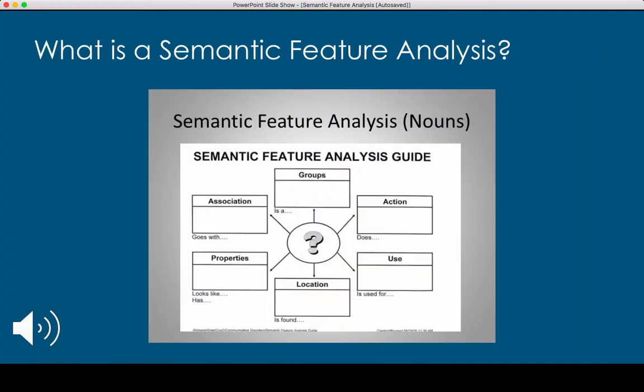A semantic feature analysis uses a grid or chart to help students notice connections between the material. By utilizing this grid, students are able to make connections and master the important concepts of the lesson. Semantic feature analysis can be used as a whole class activity, in small groups, or individually with students who are struggling to grasp the material from a reading.